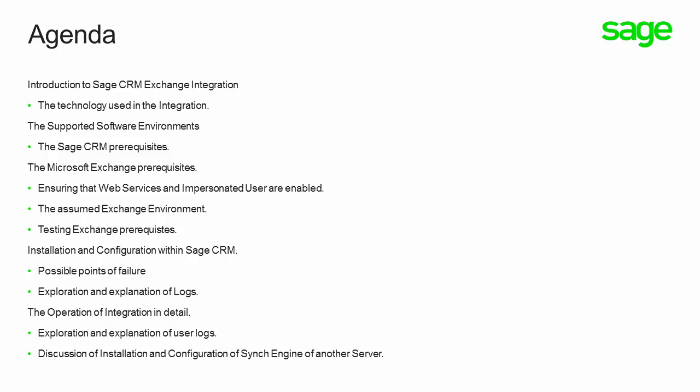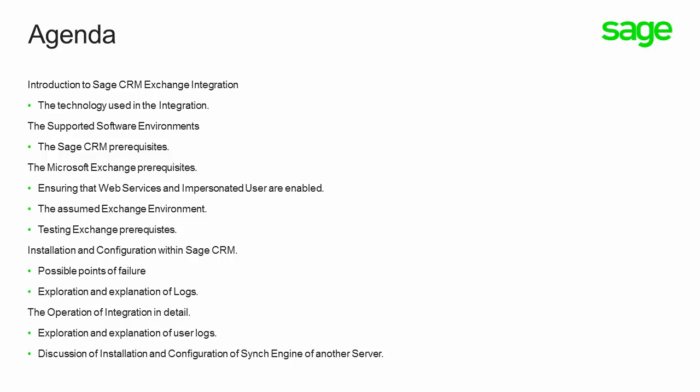We'll also look at the specific Microsoft Exchange prerequisites and how to ensure that the web services and impersonated user are enabled. Now we'll look at the Exchange environment, the assumptions that we're making, and how to test that the Exchange prerequisites have been met. We'll look at the installation and configuration within Sage CRM, and we'll consider the possible points of failure, and then look at exploring and explaining the logs.